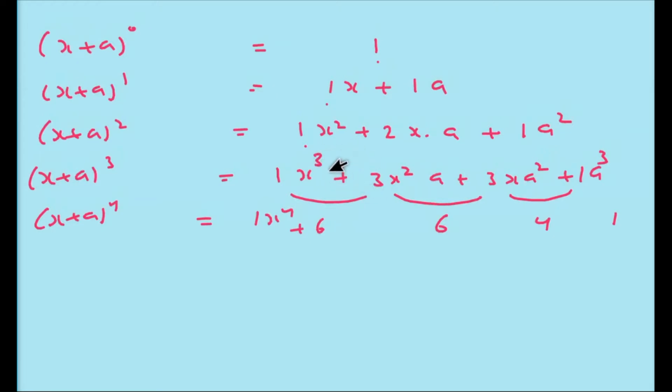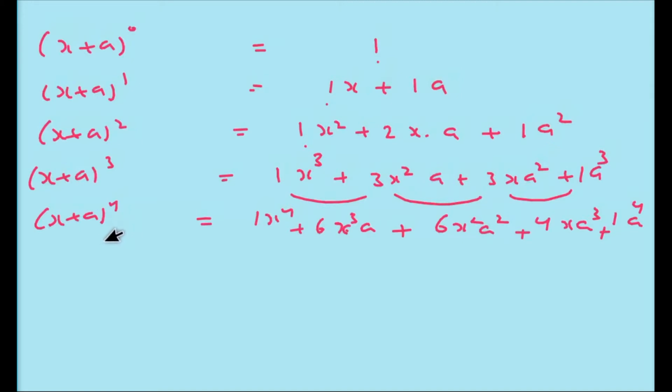The power of x is decreasing: 3, 2, 1, and here the power of x is 0, and the power of a is increasing: a to the power 0, a to the power 1, a square and a cube. So you can write here x cube, x square, x to the power 0, and a to the power 0, a to the power 1, a square, a cube and a to the power 4, and you can write plus here. So this way you can write (x plus a) to the power 4 in a very easy way.